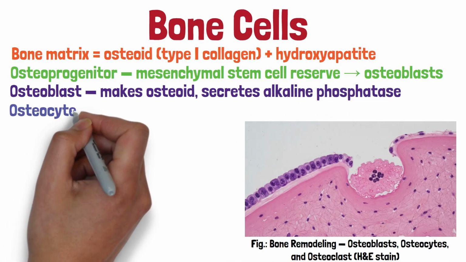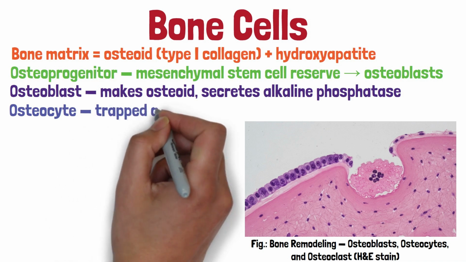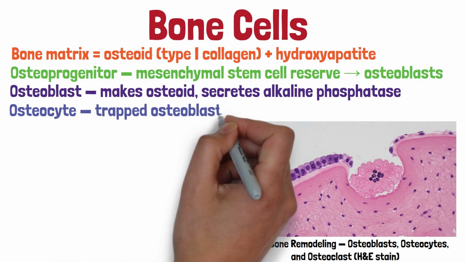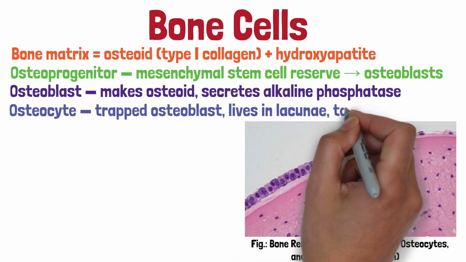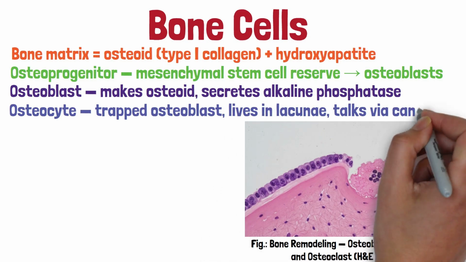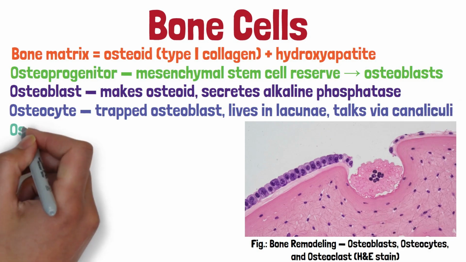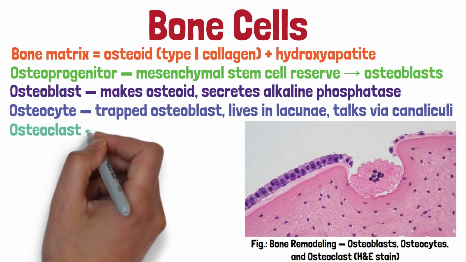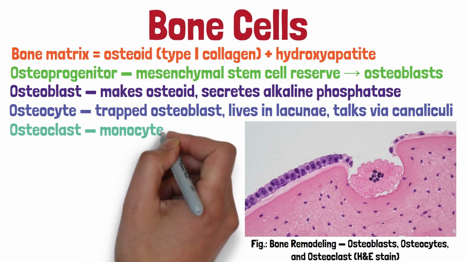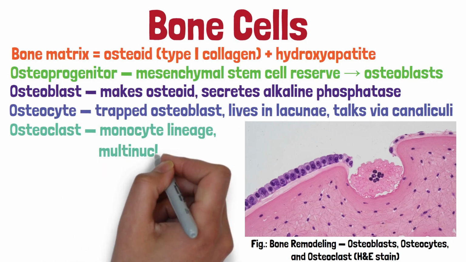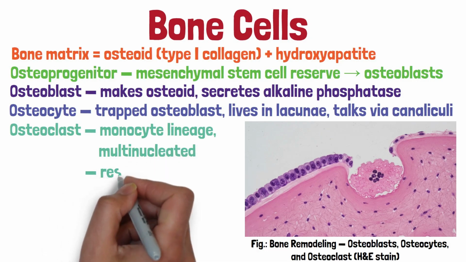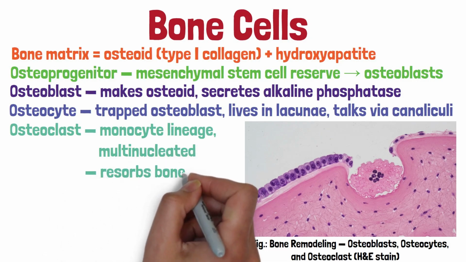Once an osteoblast gets surrounded by its own matrix, it becomes an osteocyte, trapped in a lacuna, but still alive, maintaining the matrix and communicating with neighboring osteocytes through canaliculi. The osteoclast is the odd one out. It doesn't come from mesenchyme at all. It's from the monocyte macrophage lineage, and multiple cells fuse together to form one multinucleated cell built for resorption.